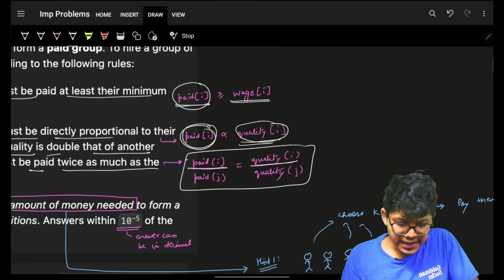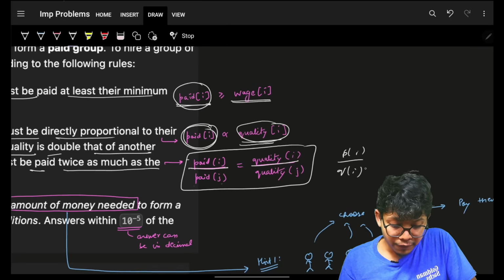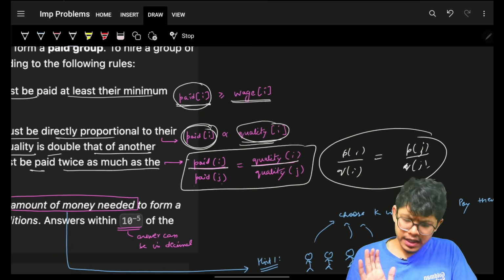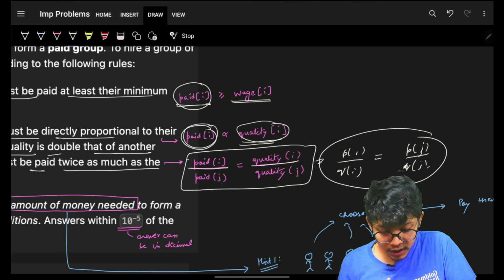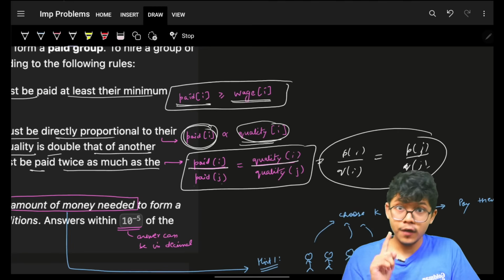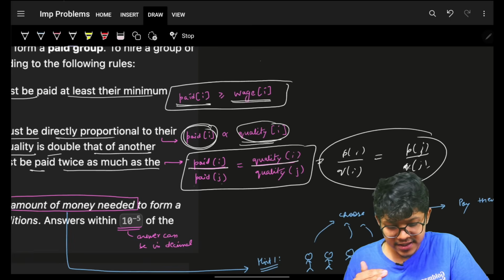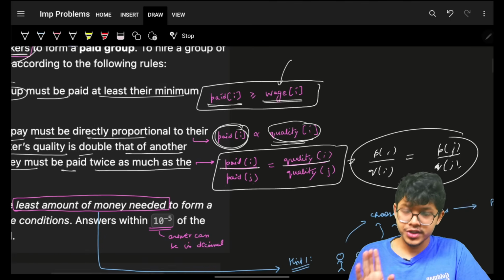You can also say pay of I upon quality of I should be equal to pay of J upon quality of J. That you can also represent as the same thing. So the first condition is this one, that the pay of I should be more than the expectation. Expectation is the wage of I, which is given in the question itself.